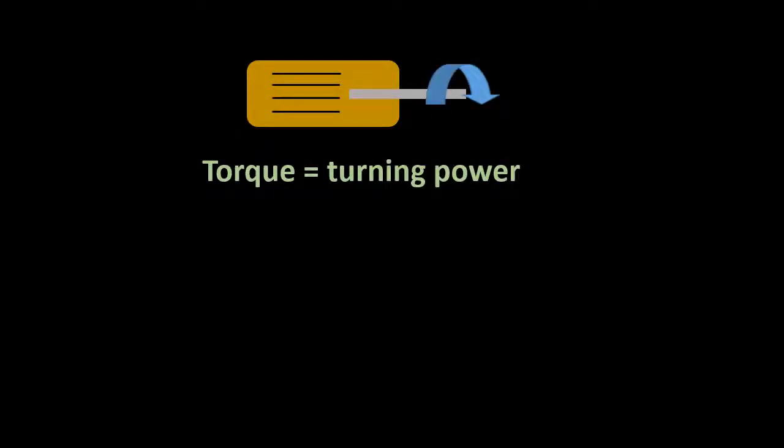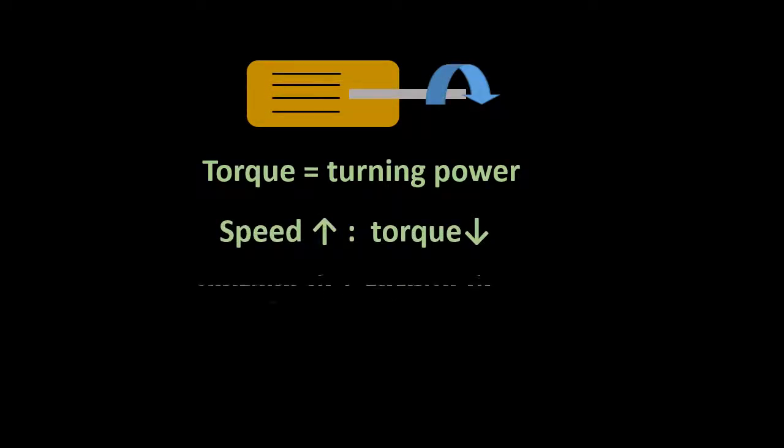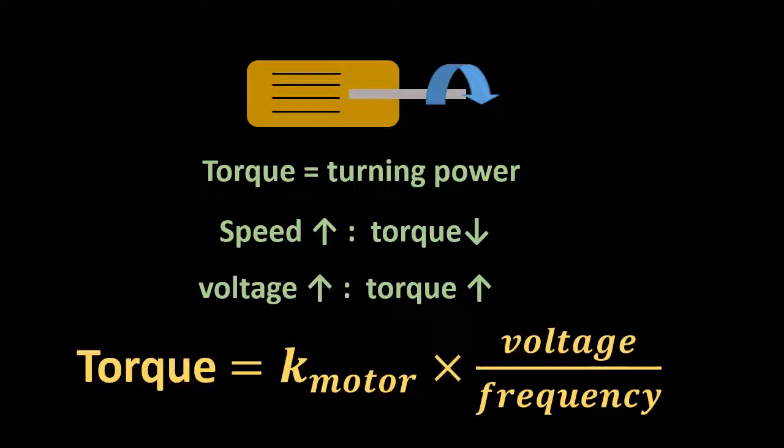A motor's torque is its rotational power. Motor torque will decrease with increasing speed and increase with increasing voltage. Stated as an equation, we have torque equals K times voltage over frequency, where K is a constant for that particular motor.